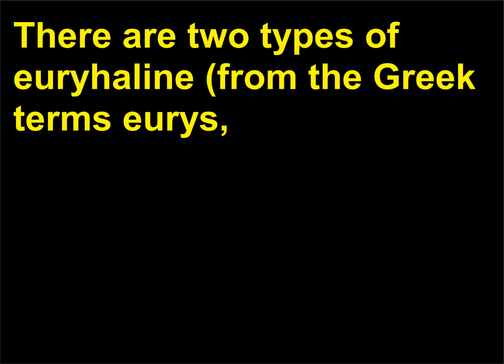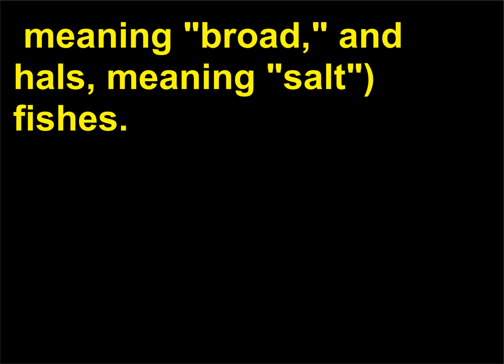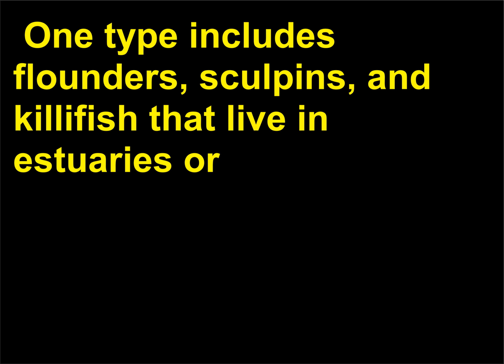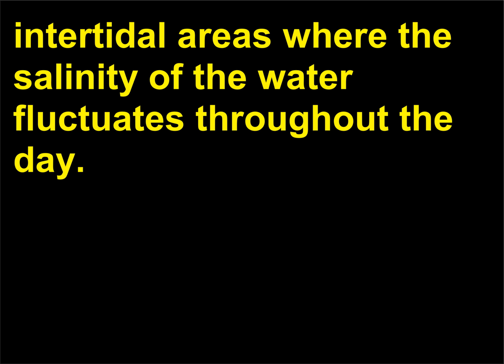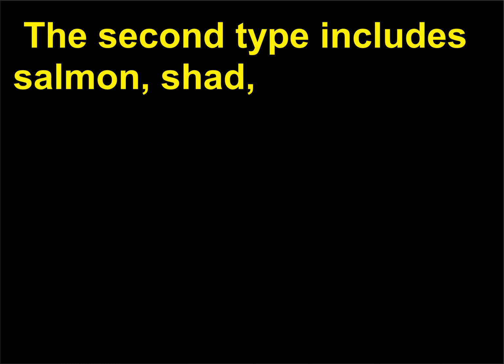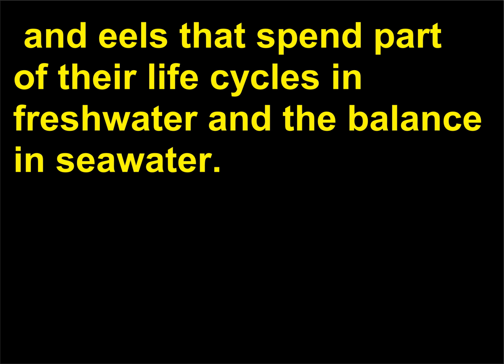There are two types of euryhaline, from the Greek terms euris, meaning broad, and hals, meaning salt, fishes. One type includes flounders, sculpins, and killifish that live in estuaries or intertidal areas where the salinity of the water fluctuates throughout the day. The second type includes salmon, shad, and eels that spend part of their life cycles in fresh water and the balance in seawater.